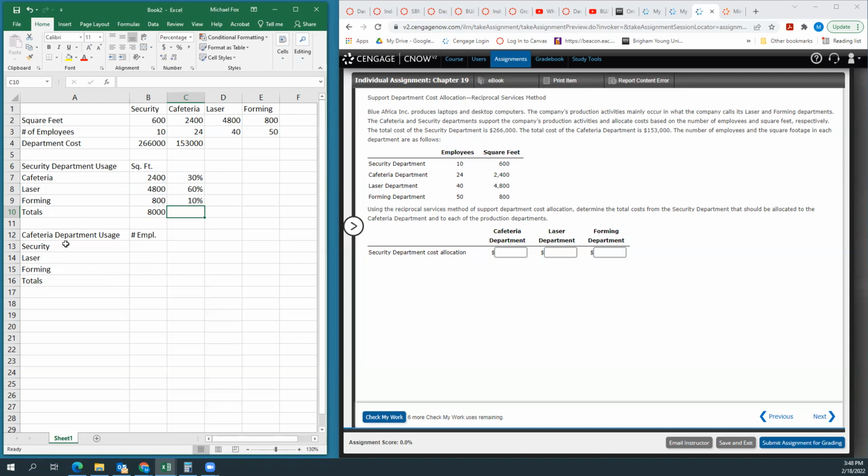All right, for cafeteria department usage, they divide that up by the number of employees. So there's 10 employees in the security department, 40 in the laser, 50 in the forming. Again, you'll see we're not including the cafeteria's number of people in this mix, just the other ones. And then find the percentage, total number of security 10 divided by the total.